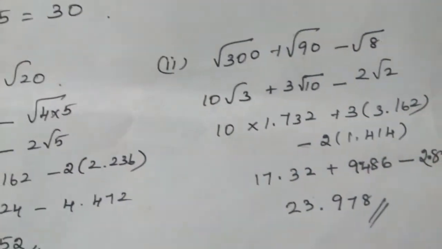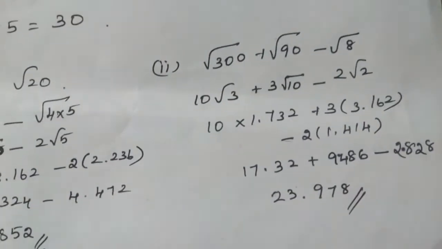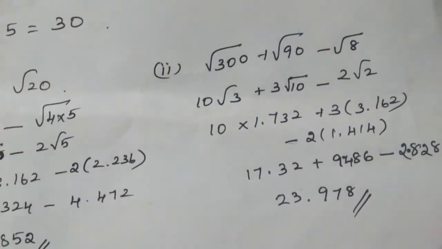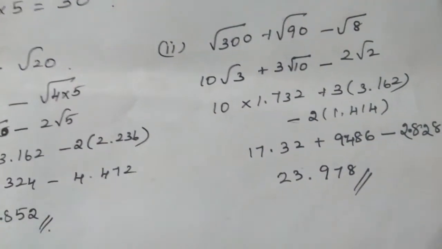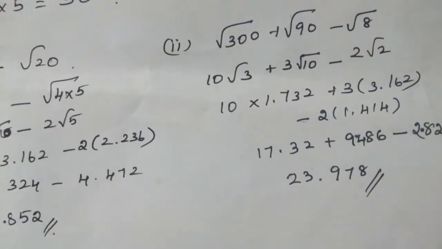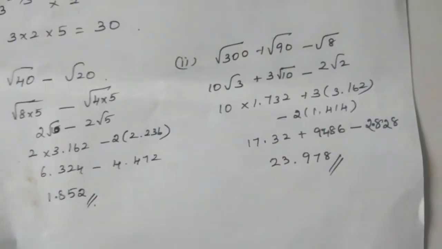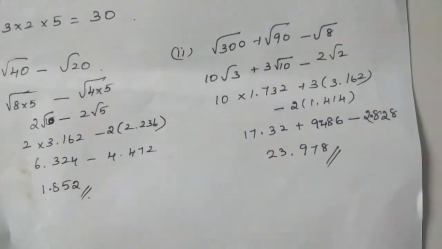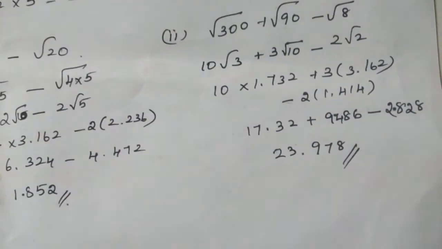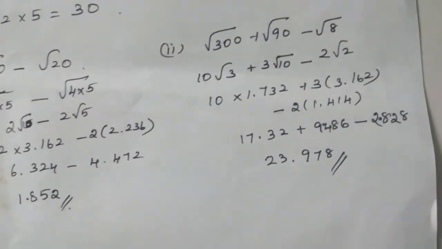And the second question is square root of 300 plus square root of 90 minus square root of 8. So here also we can write 300 as 3 into 100. Square root of 100 is 10. So 10 root 3. 90 can be written as 9 into 10. In that case 9 we can write as 3. So 3 root 10. Minus square root of 8 can be written as 2 root 2. Then substitute the values for root 3, root 10 and root 2. So multiplying and then solving, we get the answer 23.978, which is the answer for this question.